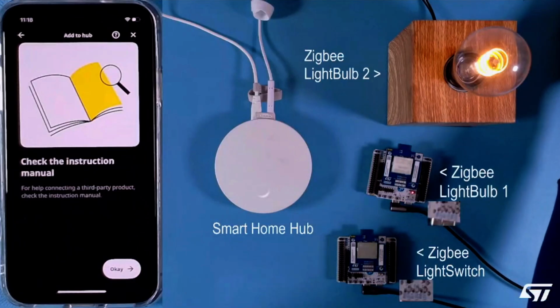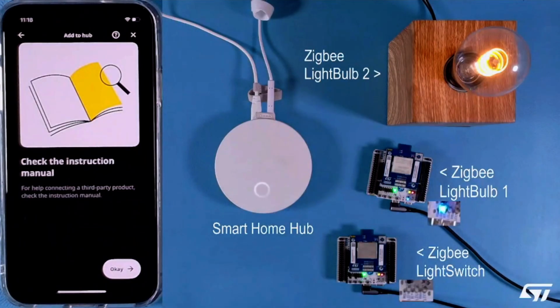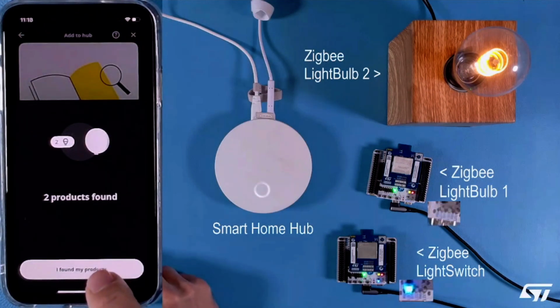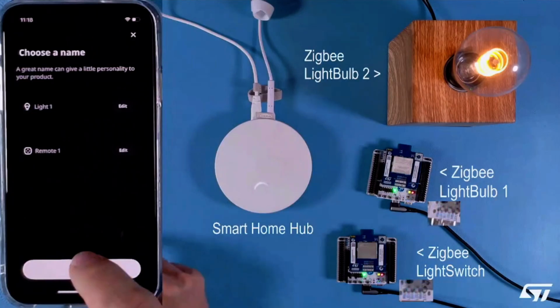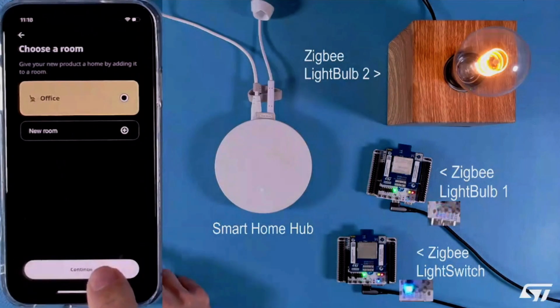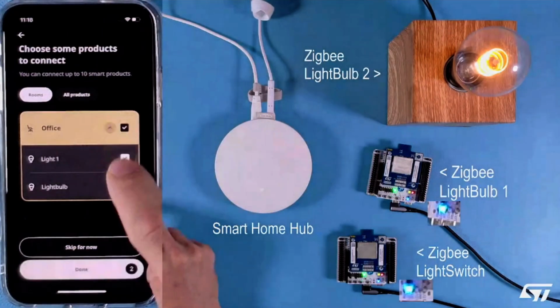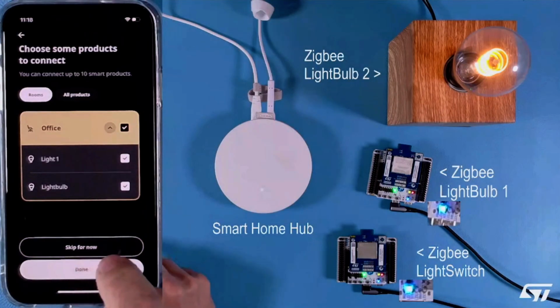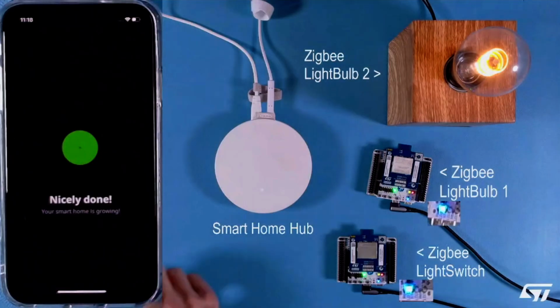I will start the devices. You can now see the blue LED blinking. That's the commissioning process. And I have already found my Nucleo boards, so I will just add them. Continue. I will add them to my virtual room here and configure the light switch to control the light bulb and the other Nucleo board. So, and this is all.